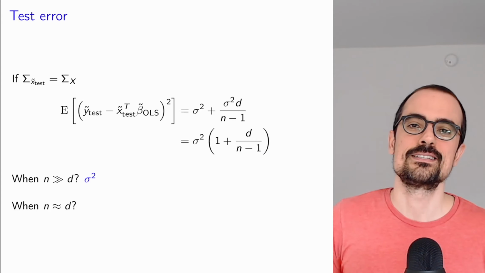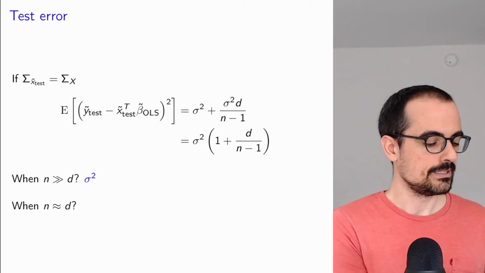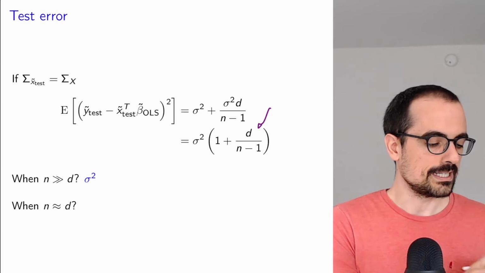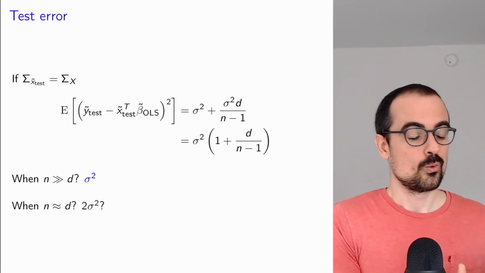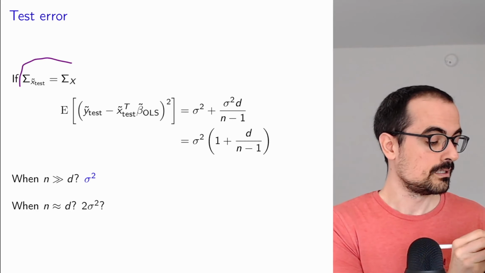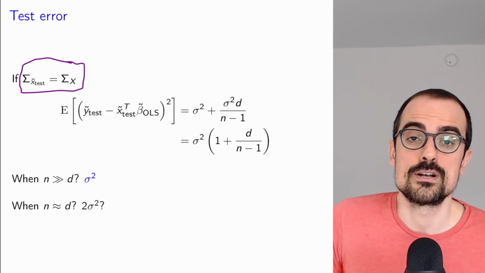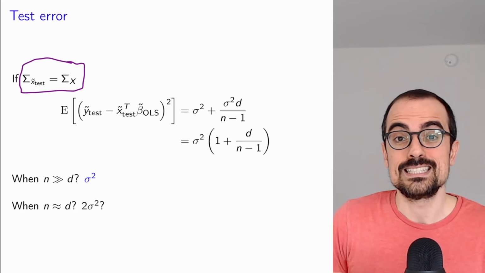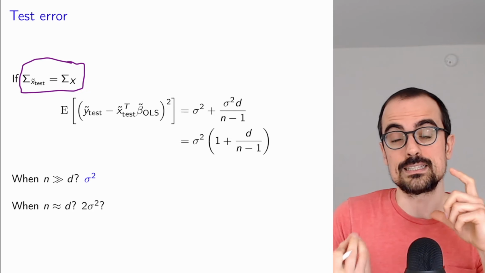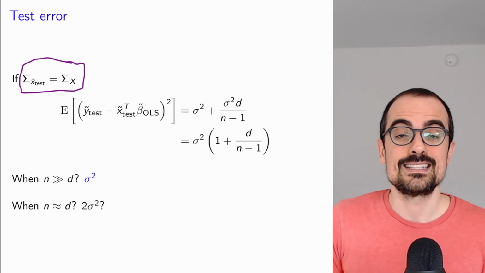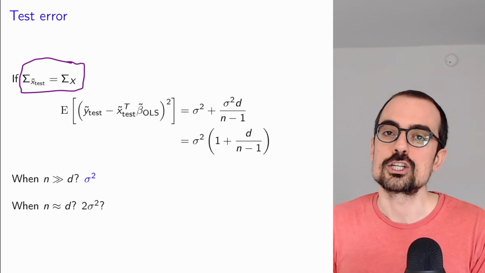Now, what happens when n is approximately equal to d? You might be tempted to say, well, then this is more or less 1, so the test error is equal to 2 sigma squared. But, and this is crucial, we have assumed that the covariance matrix of the test features is the same as the sample covariance matrix observed in the training data. But if the number of training data is small with respect to the number of features, then that sample covariance matrix is not necessarily going to reflect the true covariance structure of the features.